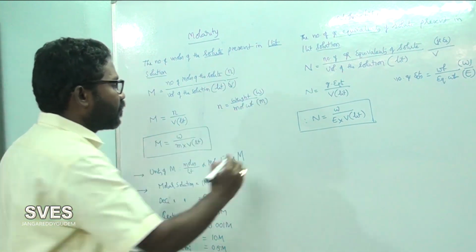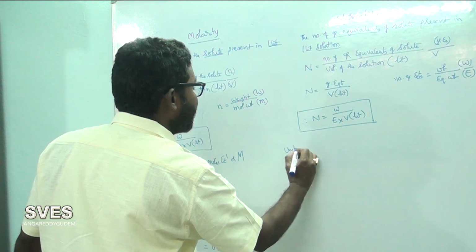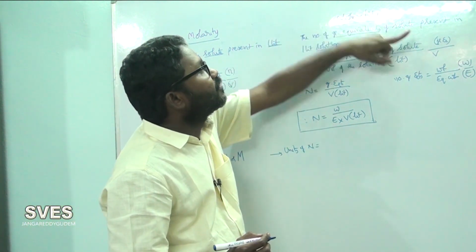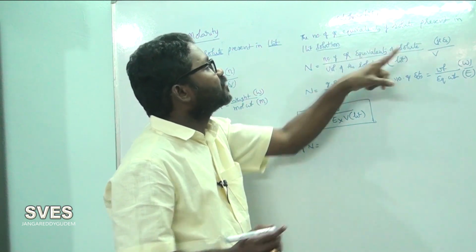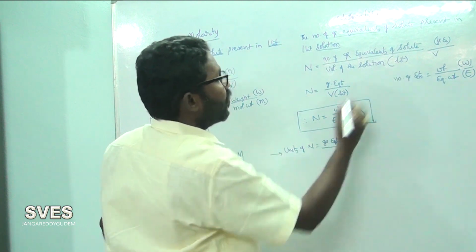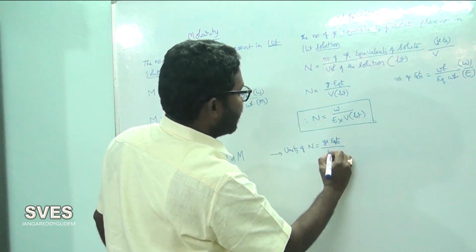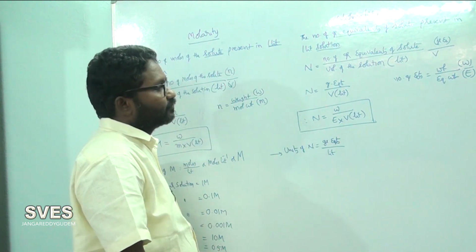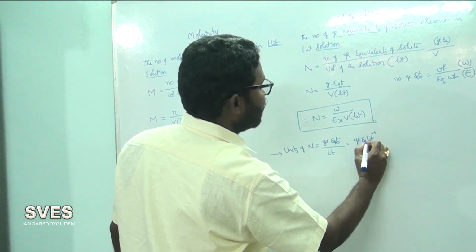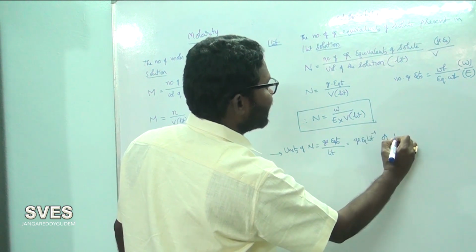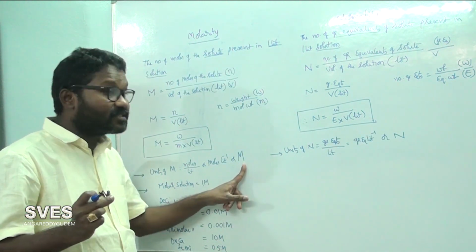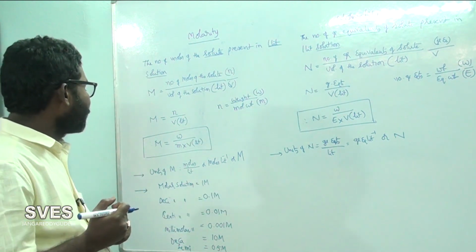Similarly, what are the units of normality? In the numerator, solute quantity expressed in gram equivalents; volume of the solution in liters. So gram equivalent liter inverse, simply normal. N stands for normal. M stands for molar.